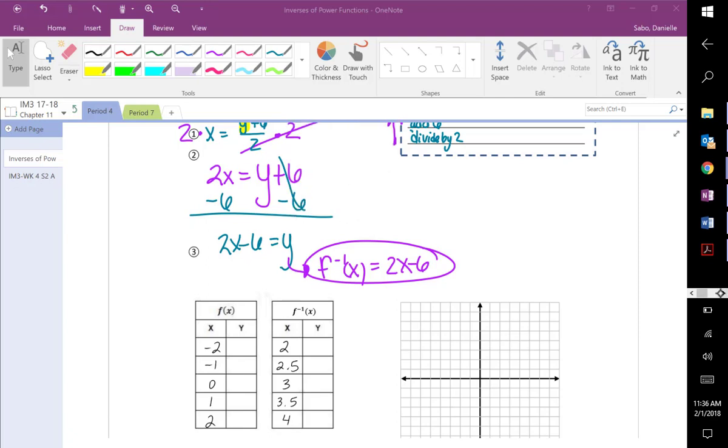Okay, guys, you're doing some pretty advanced math. You should be pretty proud of yourselves. This stuff is pretty hard.